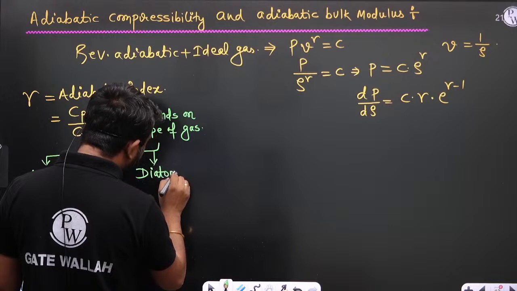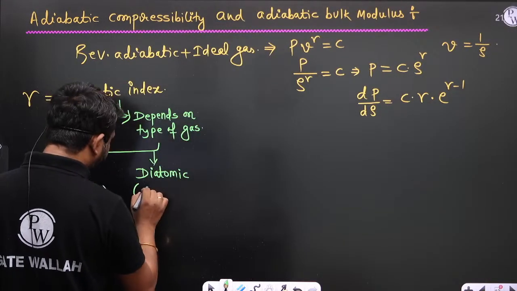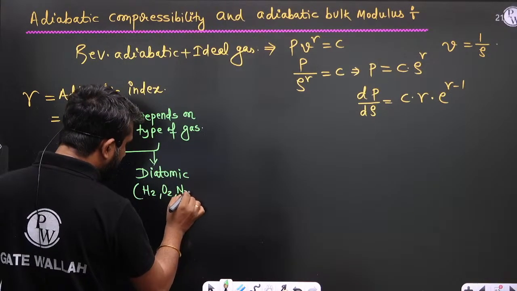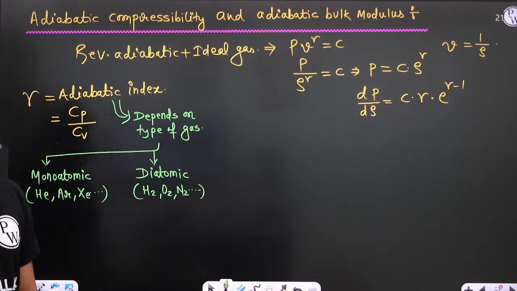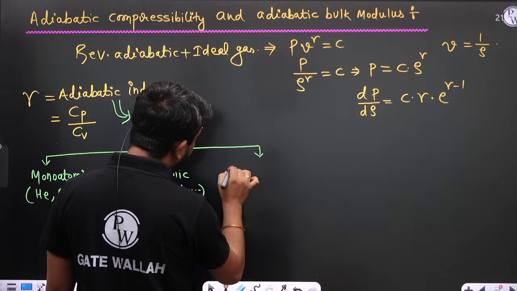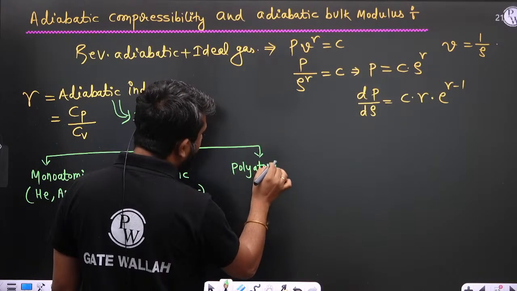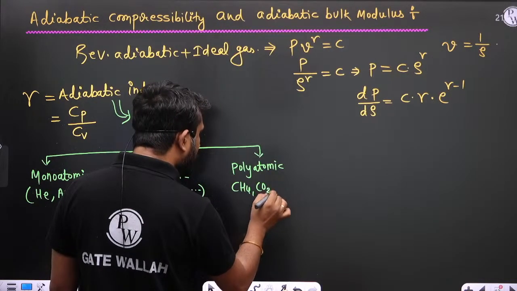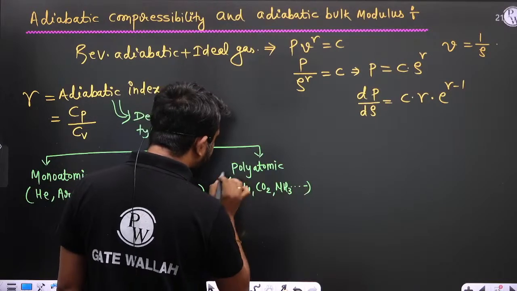Your ideal gas may be diatomic, meaning H2, O2, N2, and air also. Or your ideal gas may be polyatomic. Polyatomic means CH4, CO2, ammonia, like that. That is under polyatomic.